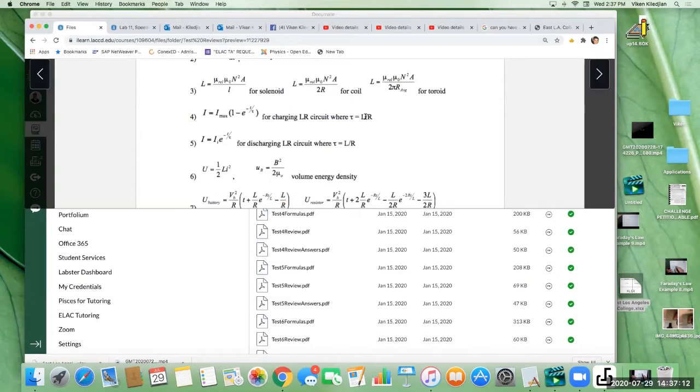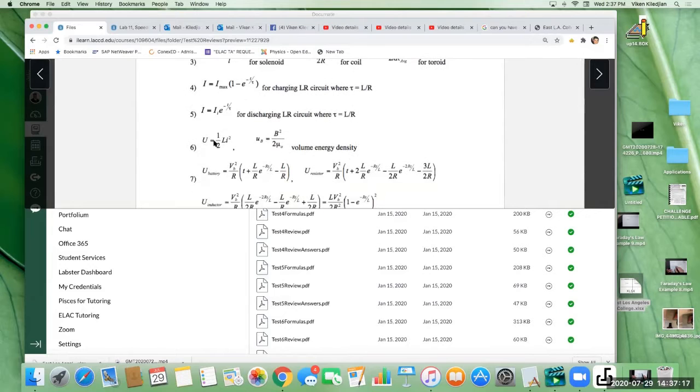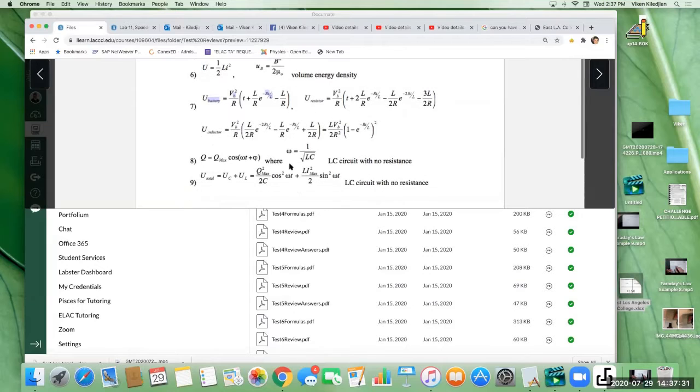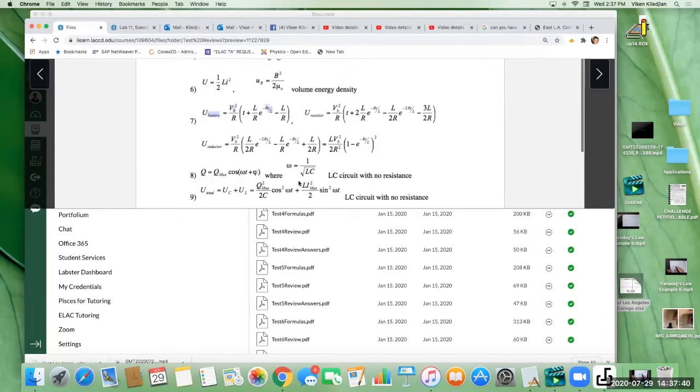An LR circuit is similar to a mass falling with air friction. And then think about even the equation for the energy stored in an inductor, half L i squared, and the energies of the battery, all of these equations, right? This one, energy of a resistor, energy of an inductor. And then these last two are the LC circuit. Okay, so that's kind of what we're going to end with.